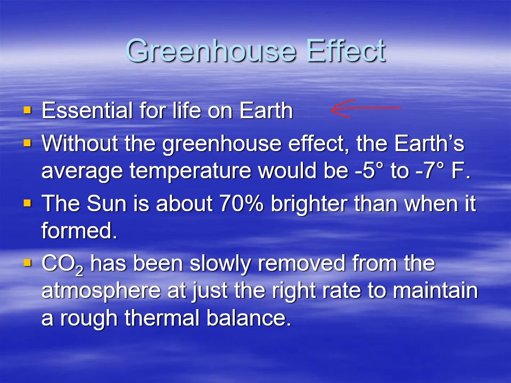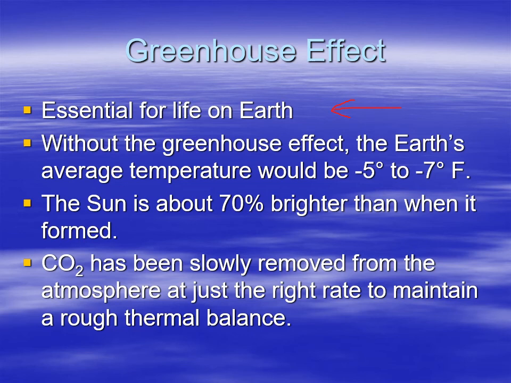If there was no greenhouse effect, the average temperature of the Earth would be close to 0 degrees Fahrenheit, or maybe a few degrees below 0. Now, obviously, the average temperature of the Earth is quite a bit warmer than that. Otherwise, it would be frozen solid, and the oceans would freeze over. And so this is obviously not what's happening. There is a greenhouse effect on Earth, and it's essential for life.